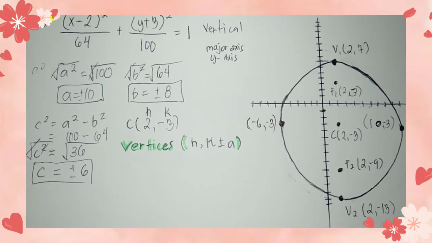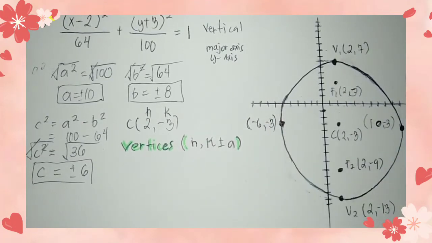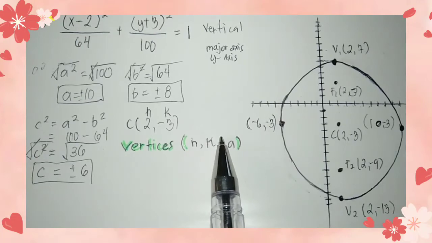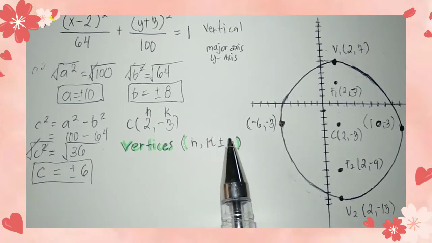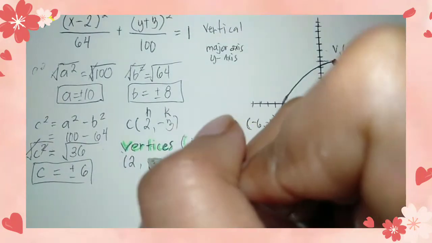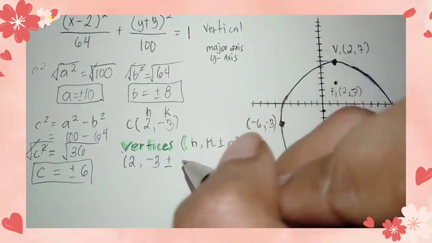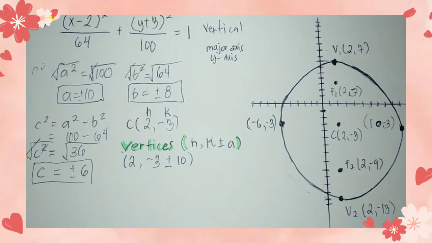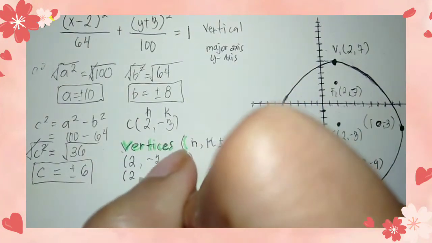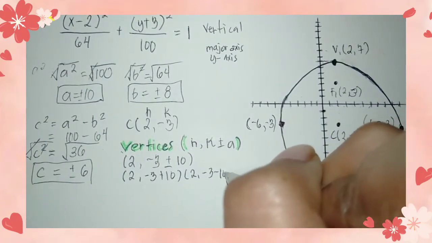So, ngayon, tingnan natin kung tama ba yung nakuha nating coordinates dito. Sila yung mga coordinates or ordered pairs ng ating vertices, co-vertices, and foci. Tingnan natin kung tama ba yung nakuha natin dito sa pinaka-formula or sa given coordinates. Okay? So, ang ating h, of course, is 2. And ang ating k is negative 3. Plus and minus or positive and negative. Ang ating a is, of course, 10. Alright? Then, so we have positive and negative. So, 2 and negative 3 plus 10. And, of course, 2 and negative 3 minus 10.